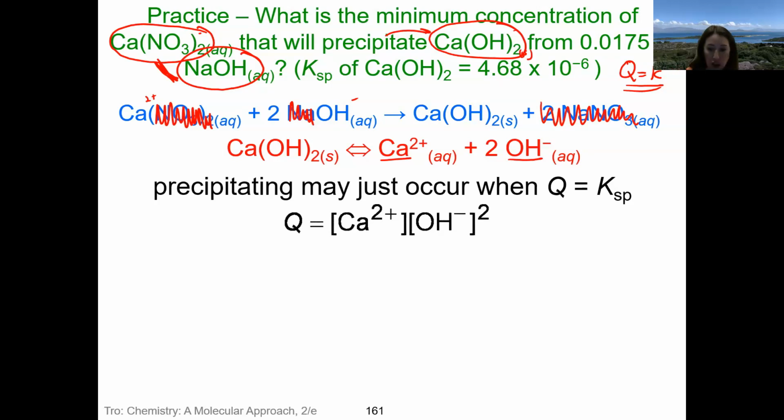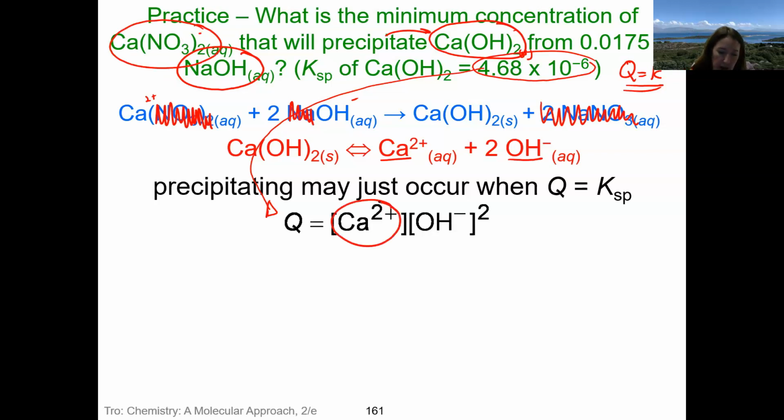Okay, so remember Q equals K. So K is our Q. And we want to know what is the minimum concentration of calcium nitrate. Well, this is our calcium nitrate, right? Because when calcium nitrate dissociates, it's one Ca and two NO3s. So therefore, Ca is calcium nitrate. They're going to have the same concentration. Ca is going to have the same concentration as calcium nitrate.